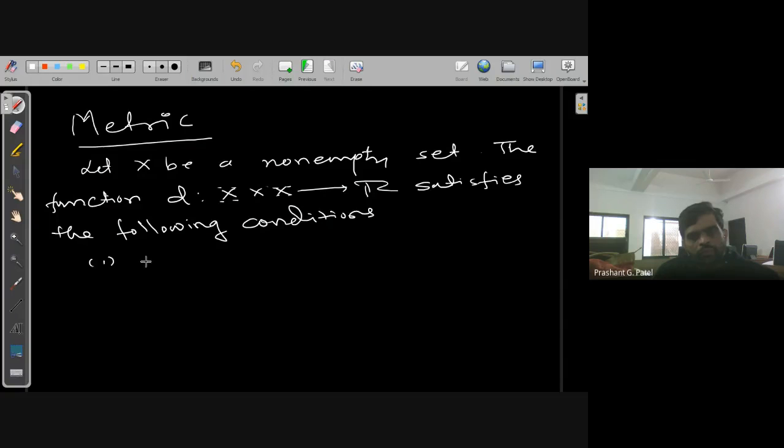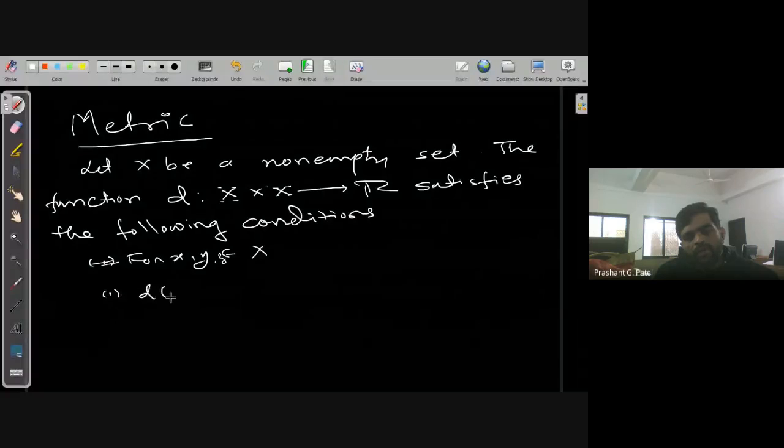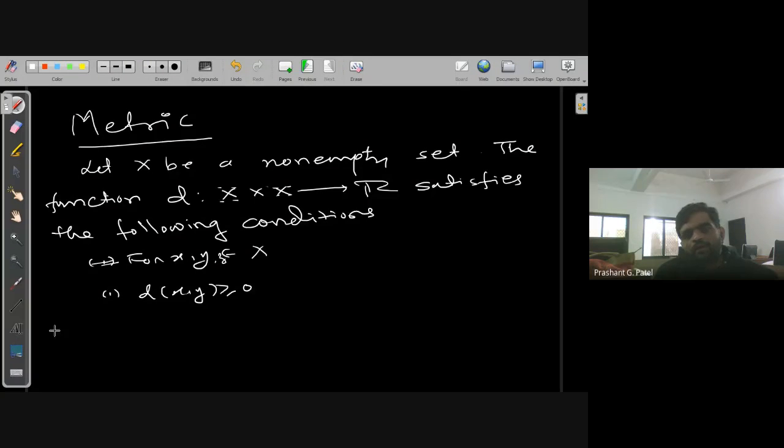First, for every x, y and z belonging to X, we have D of x, y is greater than or equal to 0. So the distance between any 2 points is always non-negative. Second, the distance D of x, y is equal to 0 if and only if x is equal to y. That means if the distance is 0, then the 2 points are equal, and vice versa. If the points are equal, the distance is 0.